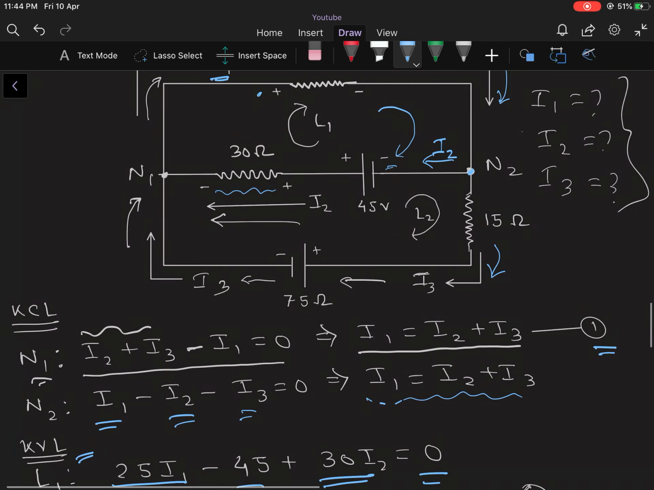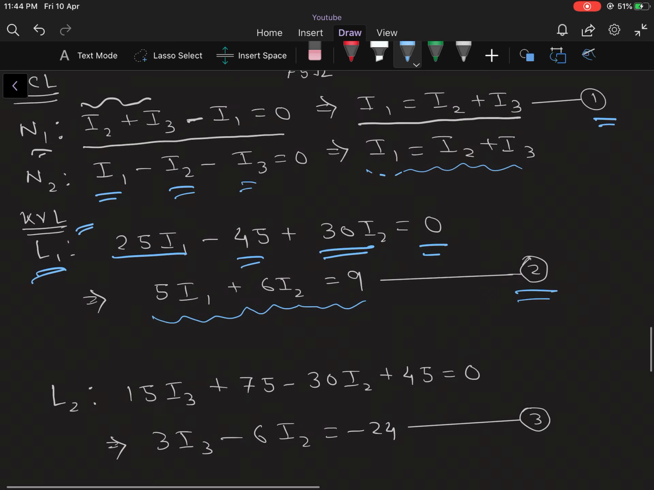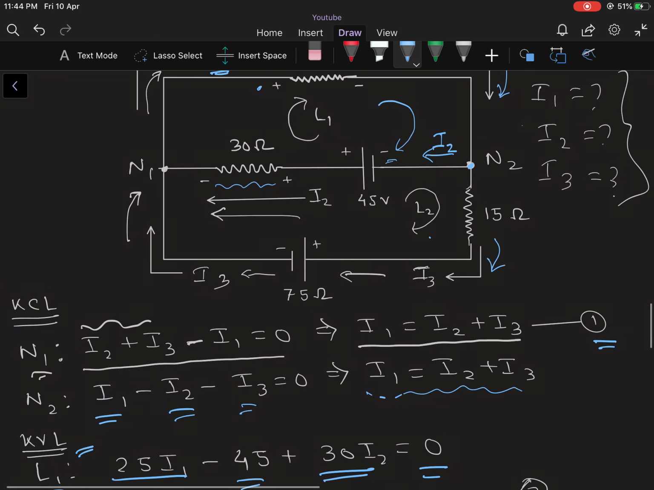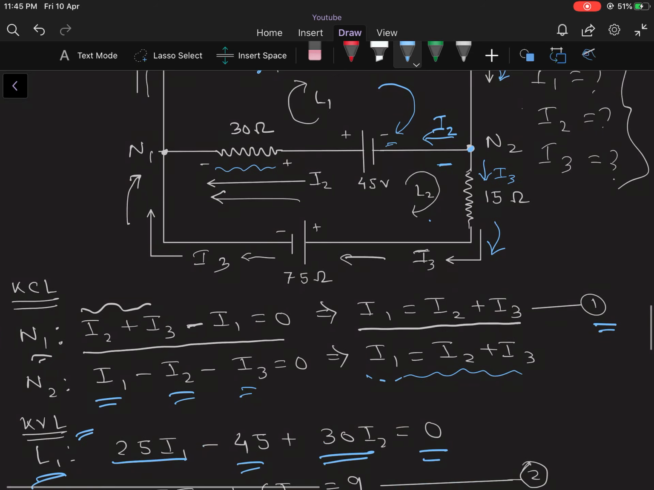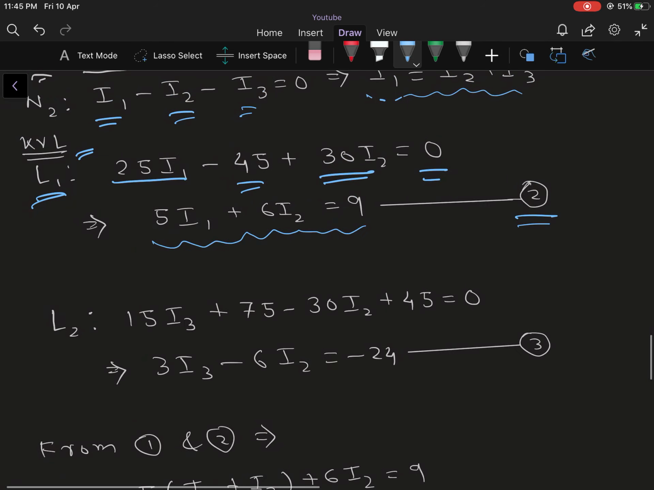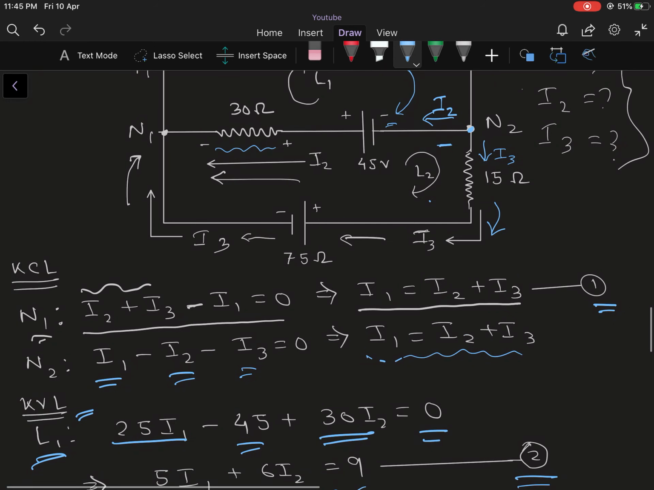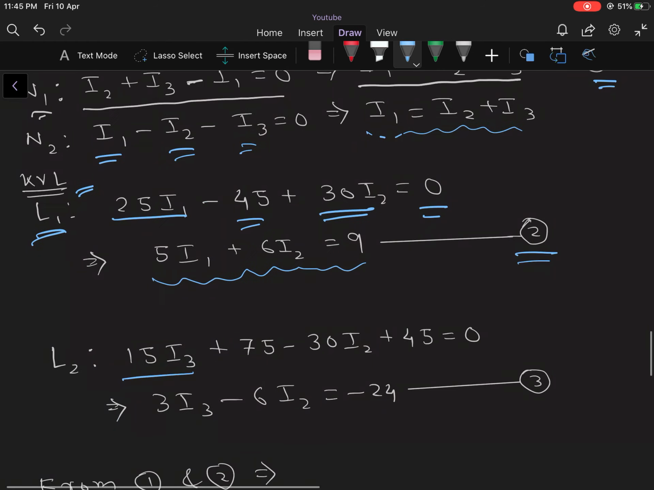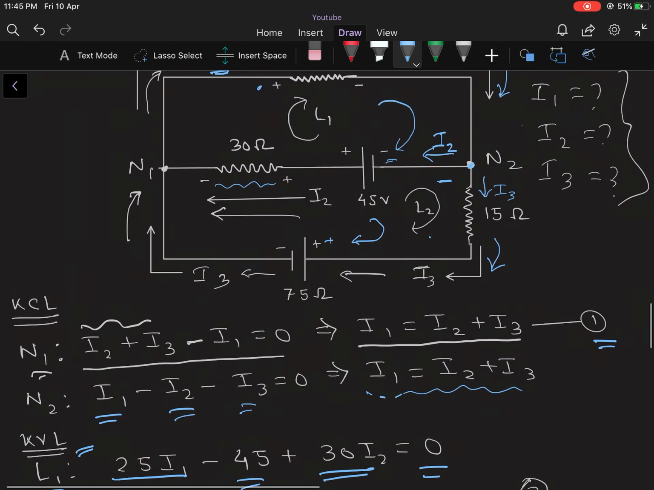Now let us apply Kirchhoff voltage law in loop 2. Let us start from here. The current through the 15 ohm is in this direction, I3. So the voltage drop across the 15 ohm will be 15 I3. Since we go with the direction of current, it will be positive. Then we reach the positive side of the battery, we will take plus 75.